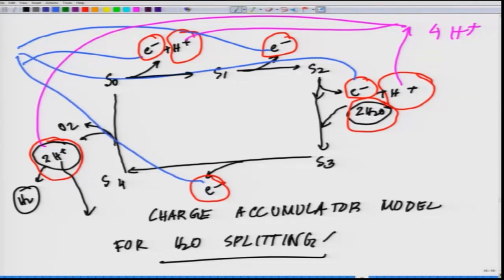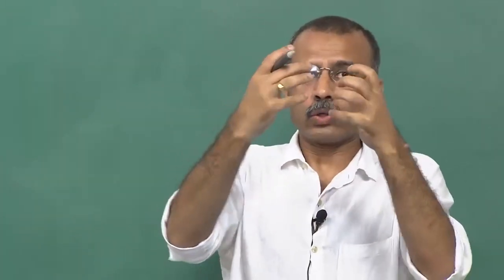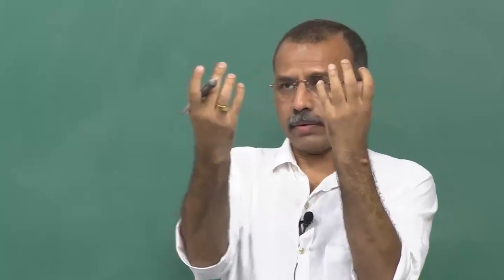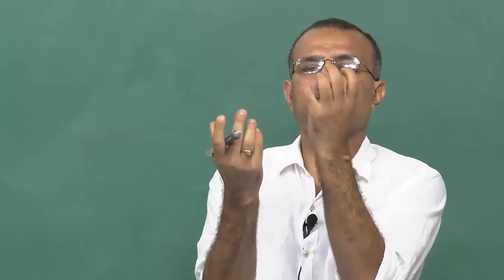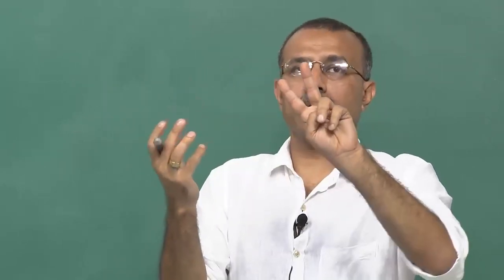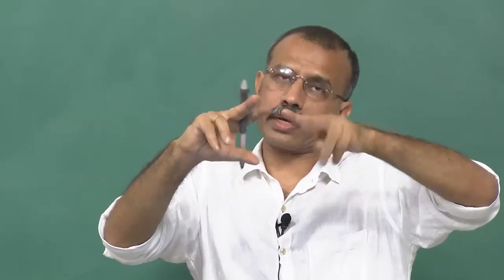okay, and yes, as input you have 2 water molecules which are entering. The way the charge accumulator model works is that manganese remains in multiple oxidation states: 2, 3, 4, 5, 6 likewise. It is said there are at least 4 manganese atoms sitting in the cluster with different oxidation states, and it has been designed in such a way that they could change their state only once, and they can come back to their own state.